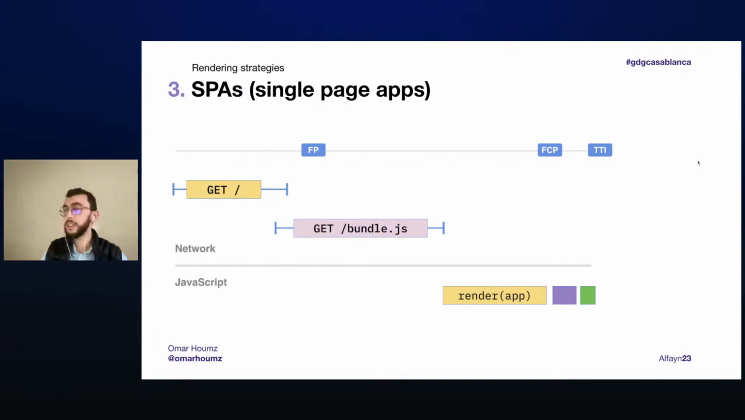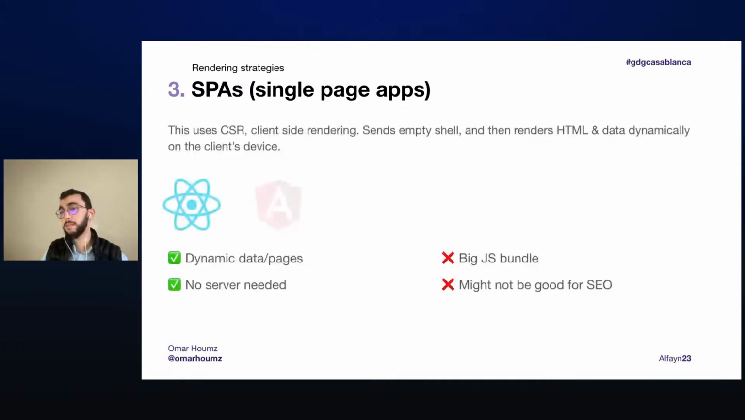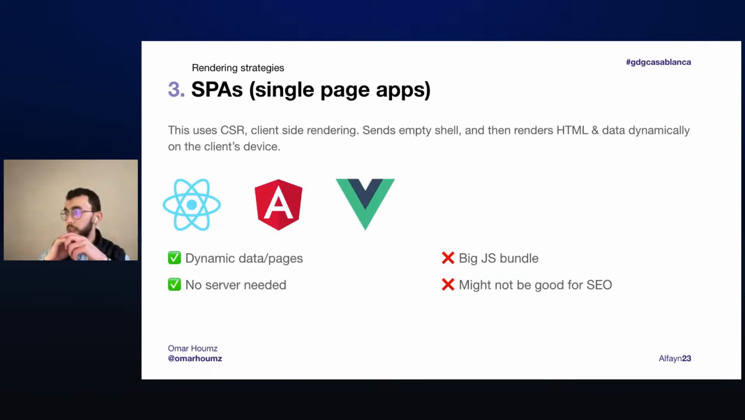Okay. Next, SPAs have some pros and cons again. We have dynamic data and pages. Why? Because on the page, the JavaScript is responsible for getting the data from the backend. We don't need servers since this is just static files. The files are downloaded in the browser, and then the JavaScript gets the data from the server. So we don't need the server for the front end.